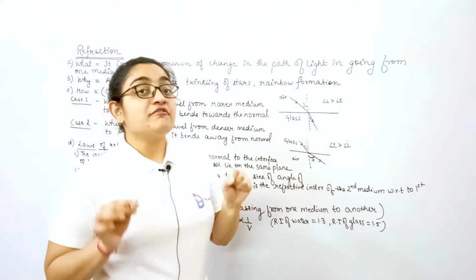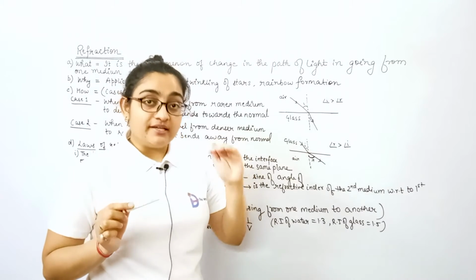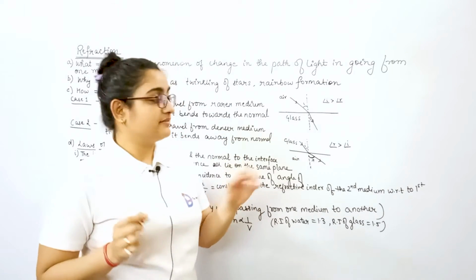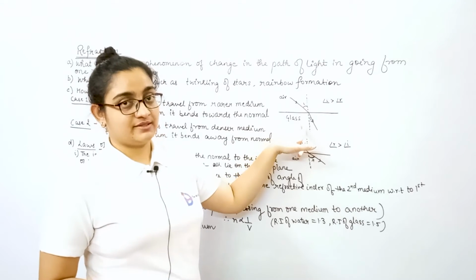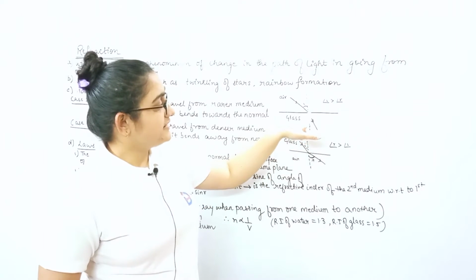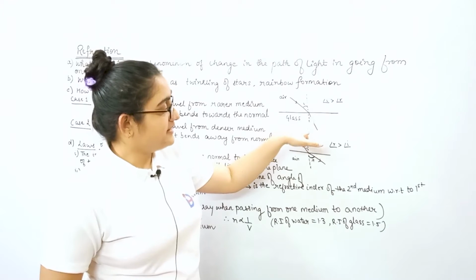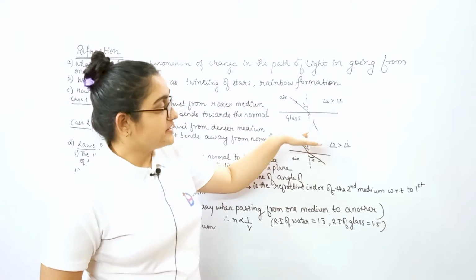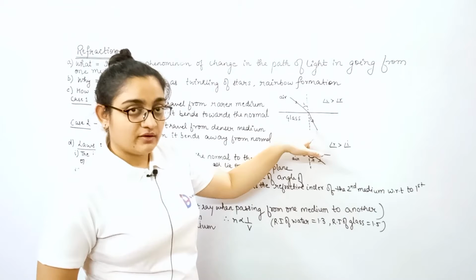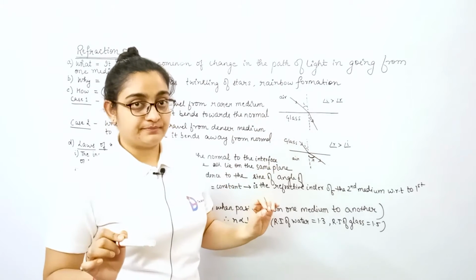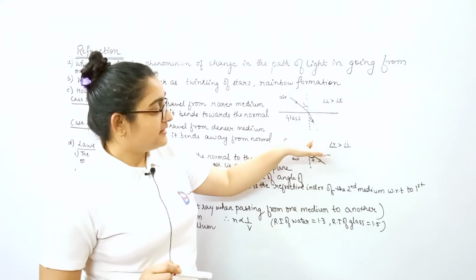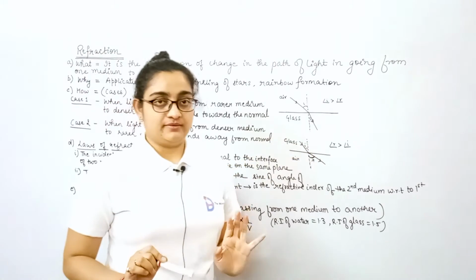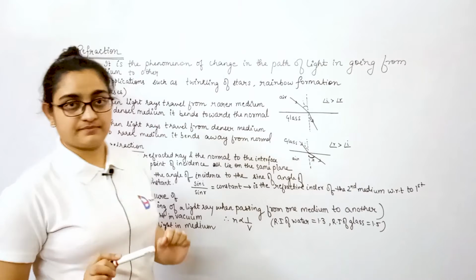So the speed of light gets decreased where? In the denser medium. And here the denser medium is what? Glass. So once the light ray enters inside the glass, the speed of the light ray gets decreased. That's why this refracted ray is bending towards the normal.